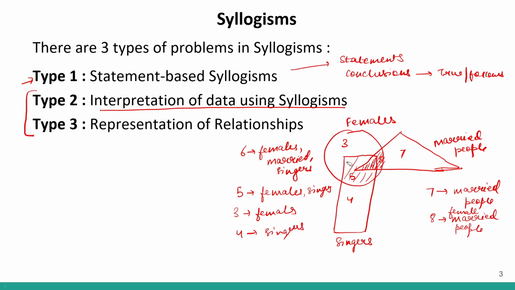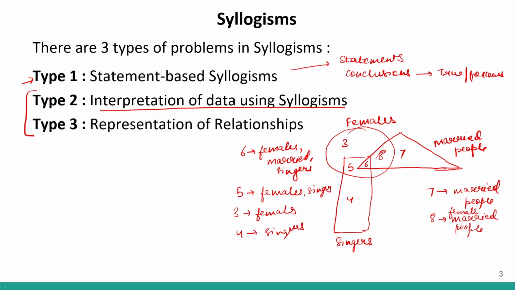In this particular chart, let's say this was the diagram. This is 7, this was 8, this was 6, and this was 5. Based on this diagram, we could say 7 would be married people, 8 would be females that are married, 6 will be females that are married and are singers, 5 will be females who are singers, 4 will be singers and 3 will be females. So this is how we represent the data. This is interpretation of data using syllogisms.